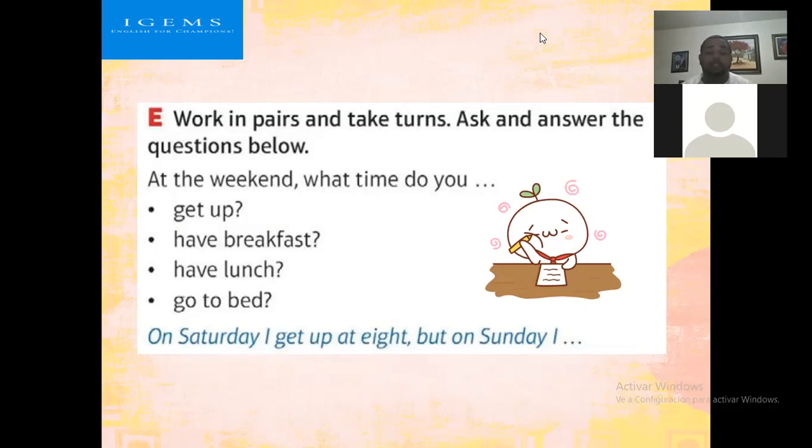Okay, what time do you have lunch? I have lunch at 11 o'clock. 11 o'clock. Okay, what time do you go to bed? That's for sleeping purposes. So what time do you go to sleep? I go to sleep at 10 p.m. 10 p.m. Okay, and what about on Saturday? Can you tell me what you do on Saturday? I have online classes. Say it again one more time. I have online classes. Oh, nice. Very good job. Let's continue.